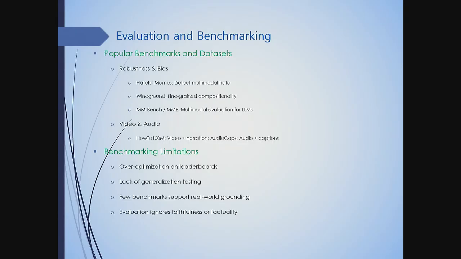Even though we plan to do this evaluation and use this kind of data set, there's still some limitation in benchmarking. One of the things is over-optimization on leaderboards, and then lack of generalization testing. Sometimes when you go out of the area where it was trained, it causes this problem. It usually happens in computer vision problems.